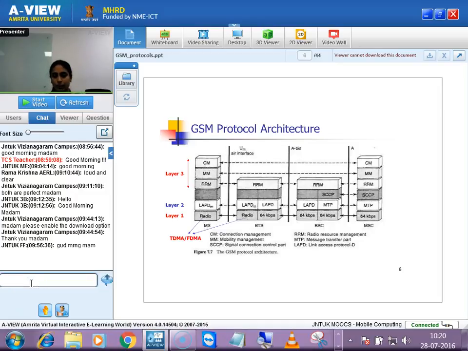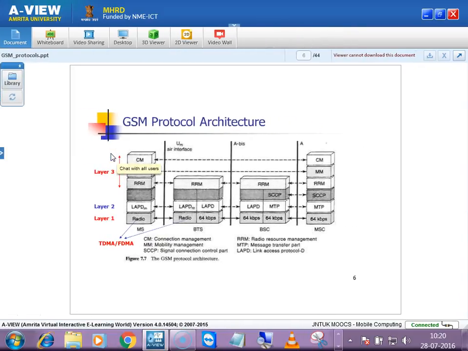Whenever I am talking about the base station controller, the mobile station and base station transceiver are connected with the help of a radio interface, but not the base station controller. The base station transceiver and base station controller are connected with the help of a wired medium. So that is the reason there is no need for a radio interface between the base station transceiver and the base station controller. Okay.